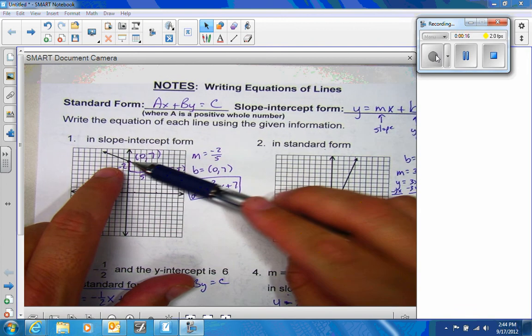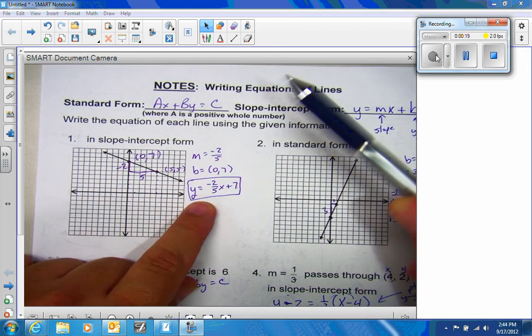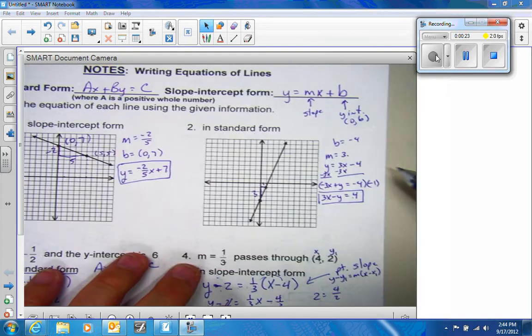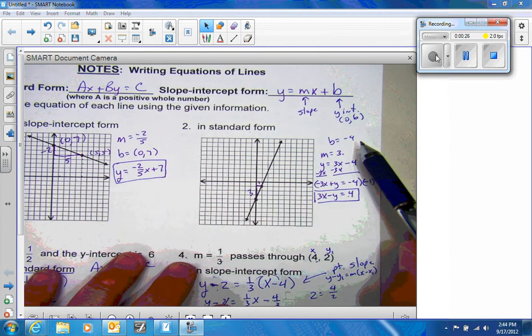Use the y-intercept and the slope in order to come up with the equation line. Remember, it's y equals mx plus b. That's slope-intercept form. Standard form, remember, it's in the ax plus by equals c.